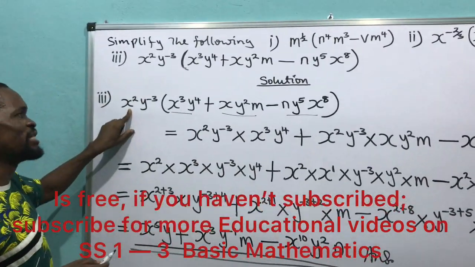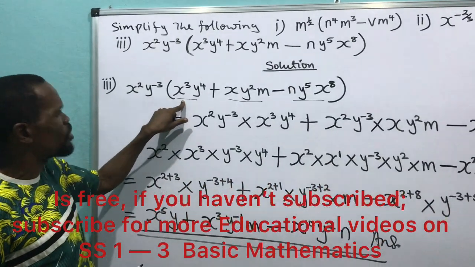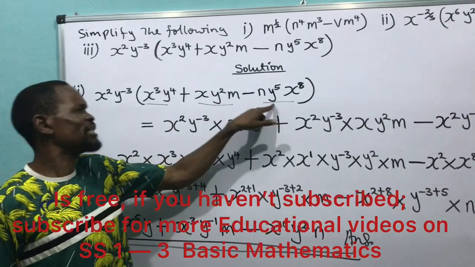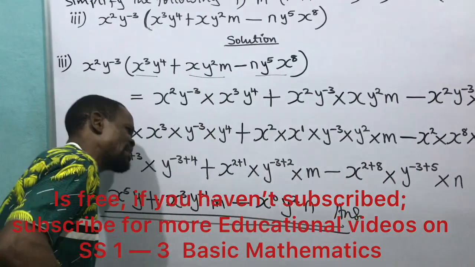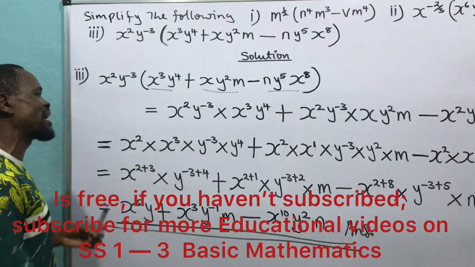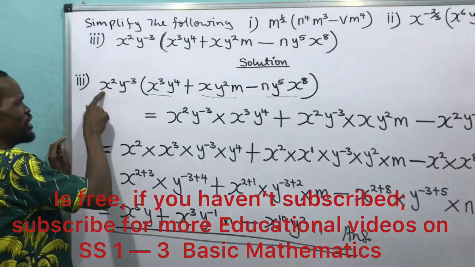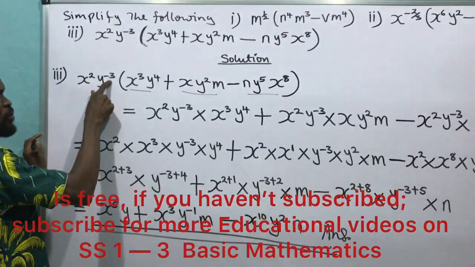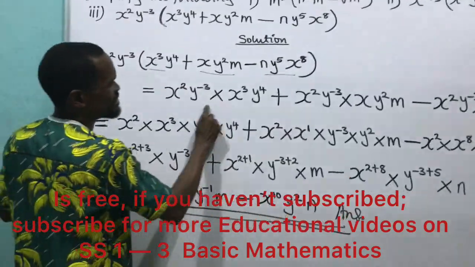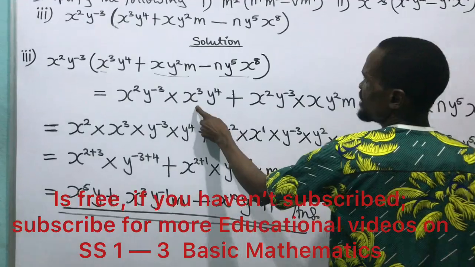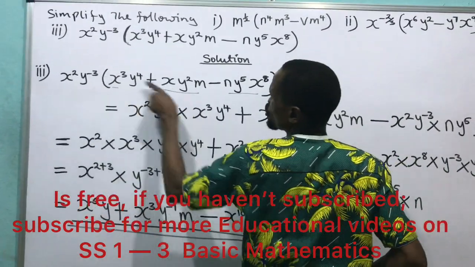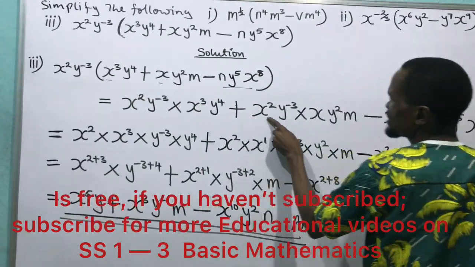So when you open this bracket, this man has to jam these people, has to jam these people, has to jam these people. That's what I mean by multiplication. Multiplication means jamming everybody that is inside this bracket. Then we go. This x raised to the power 2, y raised to the power minus 3 times this family. Are you following me now? Then this man, we also times this family.